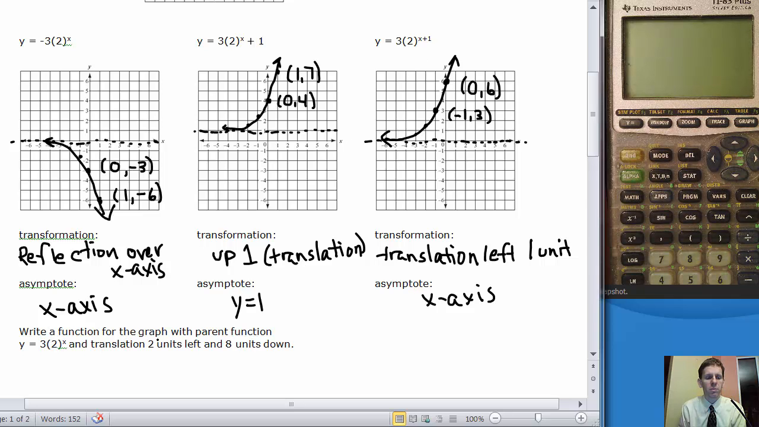See if you can write a function for the graph with parent function y equals 3 times 2 to the x power, translated left 2 units and down 8 units. Pause the video, see what you come up with. We'll see if your answer is right in just a minute.